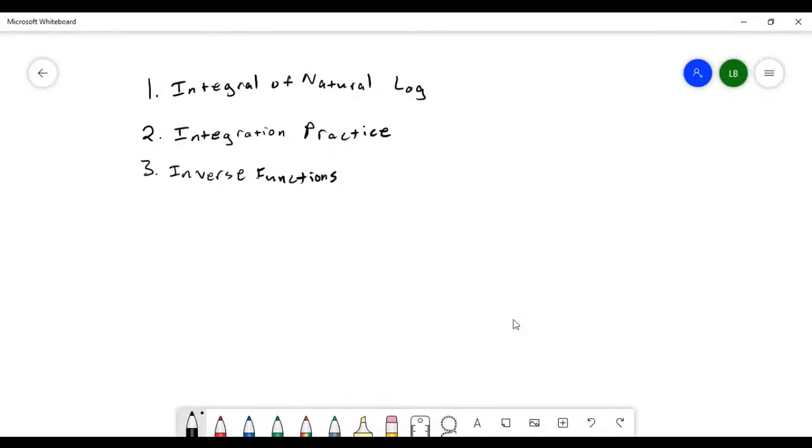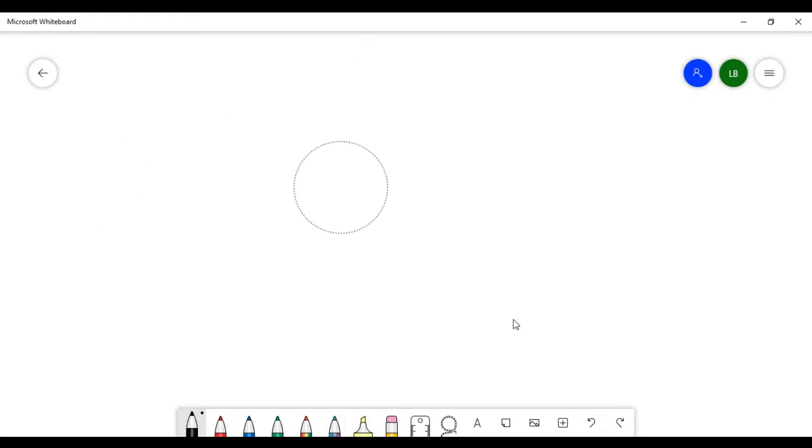So today we'll be talking about the integral of natural log and some of the properties of a natural log. We'll do a lot of practice with integrals, and we'll talk about some inverse functions as well. All right, so without further ado, let's jump into the integral of natural log and how natural log is defined.